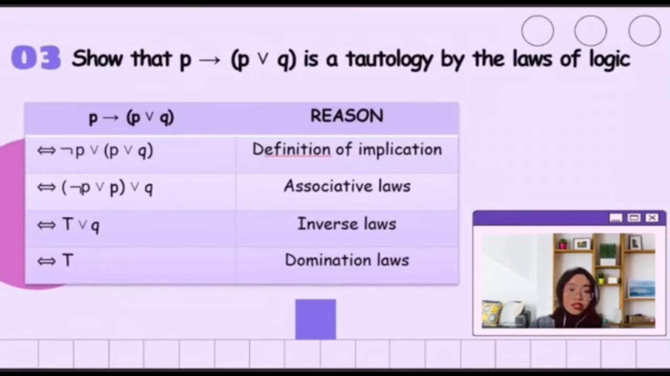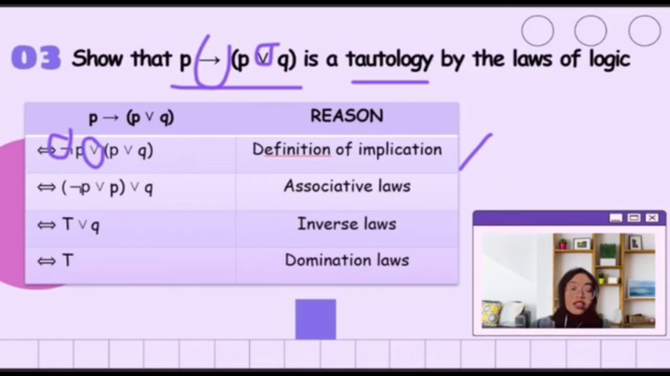Next example, show that P implies open bracket P or Q close bracket is a tautology by the laws of logic. The first thing we need to do is change the implies arrow to an OR symbol. We use the definition of implication, which is to add not in front of P and change the implies arrow to OR. So it will be not P or open bracket P or Q close bracket.